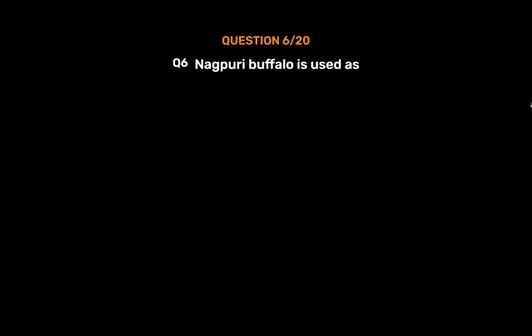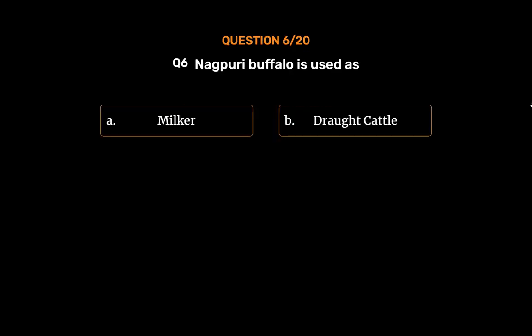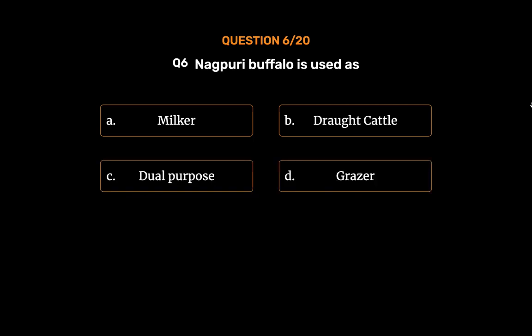Question number 6. Nagpuri buffalo is used as Option A. Milker. Option B. Draft cattle. Option C. Dual purpose. Option D. Grazer. The correct answer is Option C.